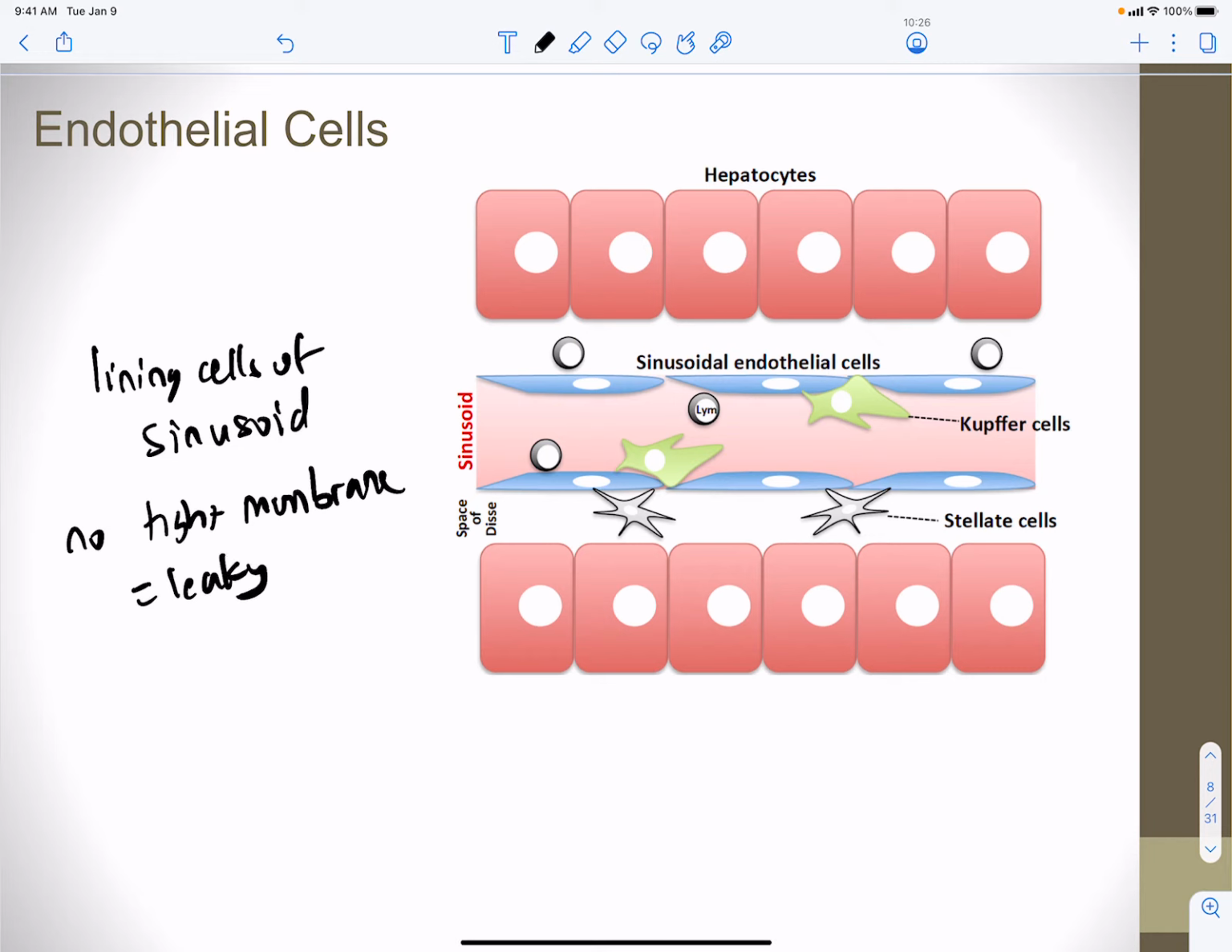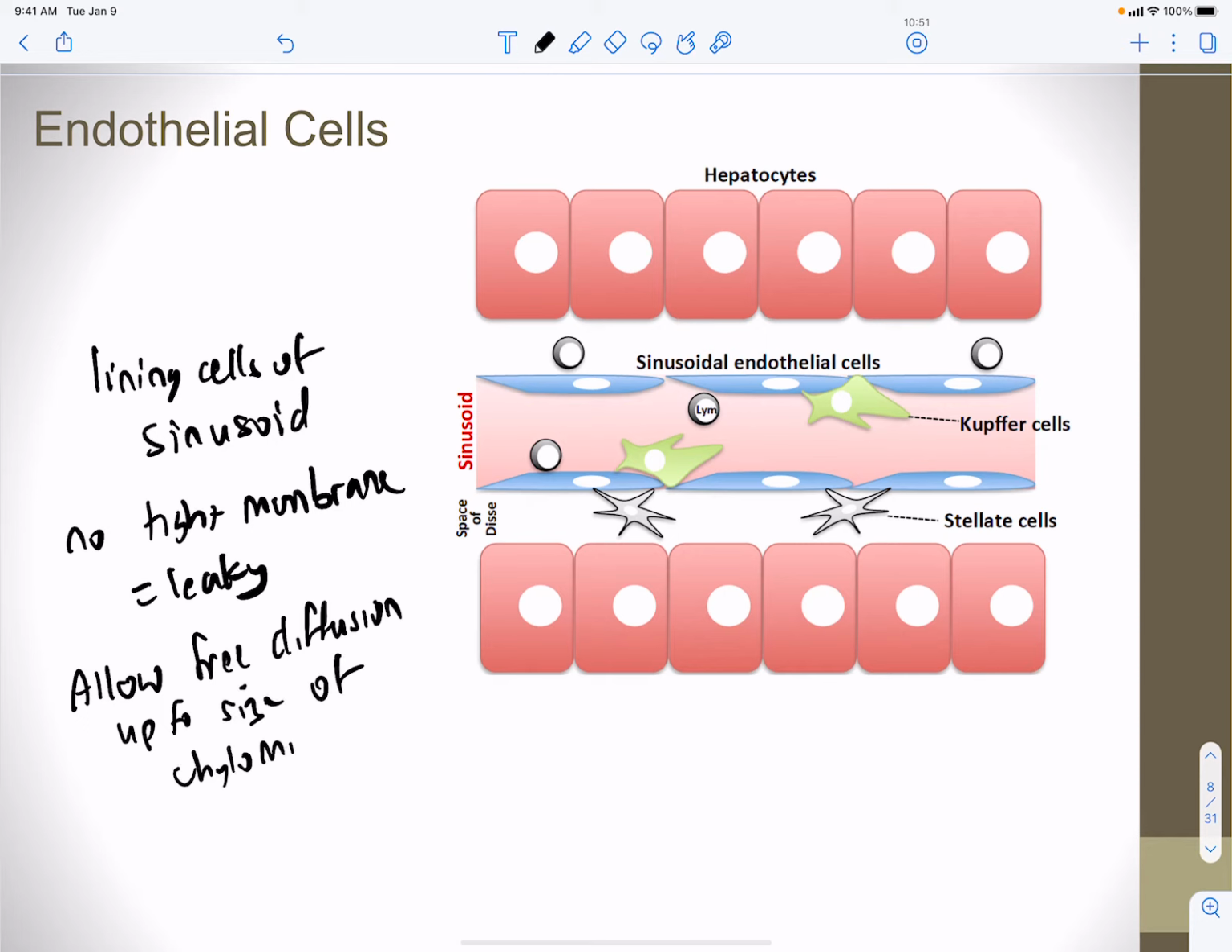And so there's no barrier in between them. And so they're going to allow for the free diffusion of small molecules, and basically up to about the particle size of chylomicrons. They have fenestrations or pores that are also going to increase the free passage, especially of blood components, into the liver.